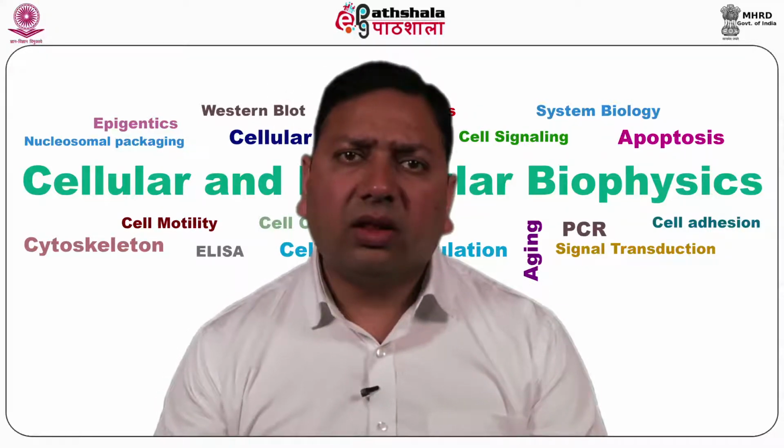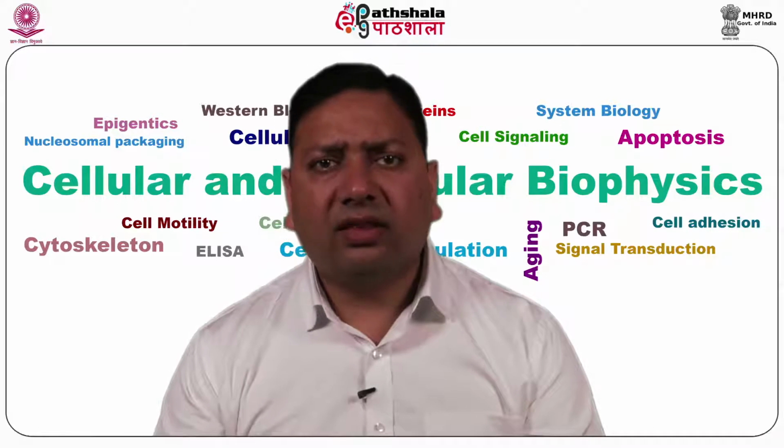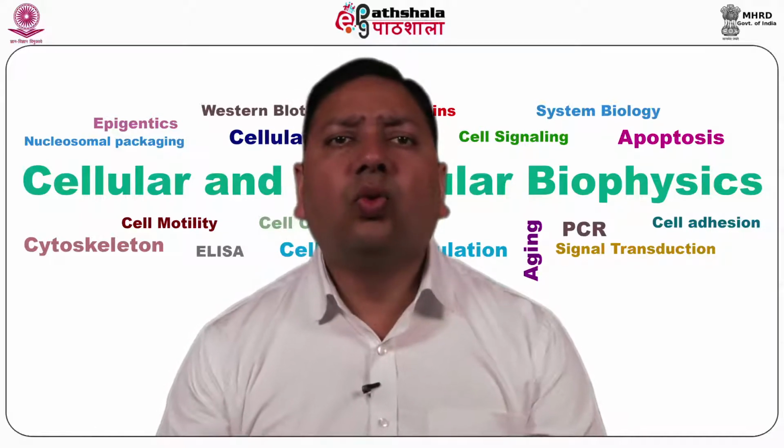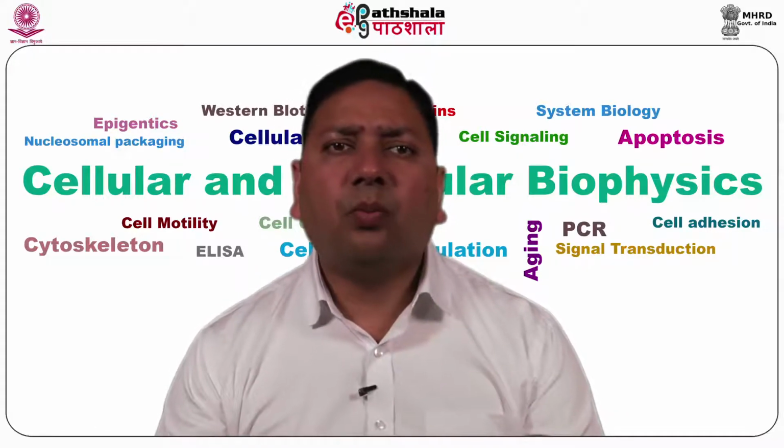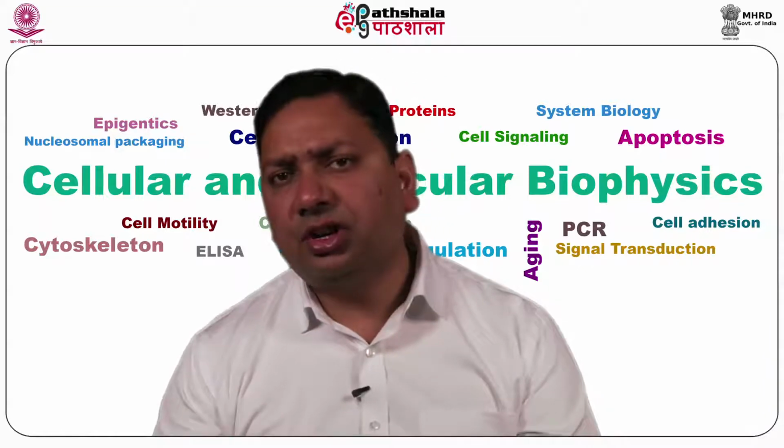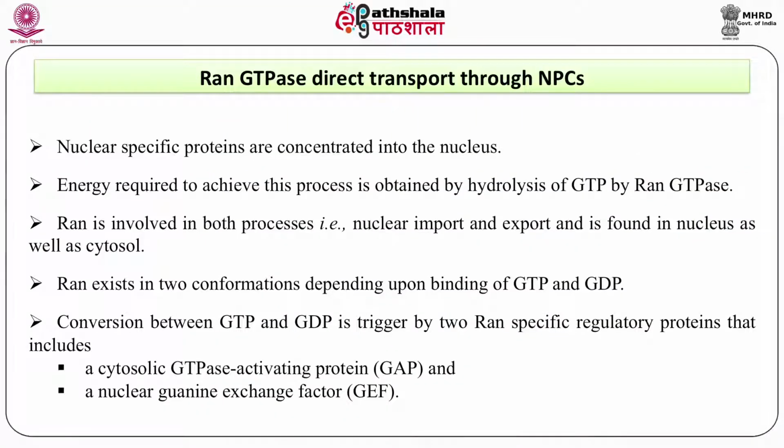Similar to other GTPases, Ran also exists in two conformations depending upon binding of GTP and GDP. Conversion between GTP and GDP is triggered by two Ran-specific regulatory proteins, which include a cytosolic GTPase activating protein, which we call GAP, and a nuclear guanine nucleotide exchange factor, which we call GEF.